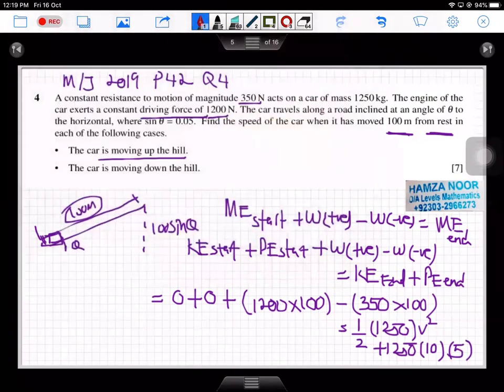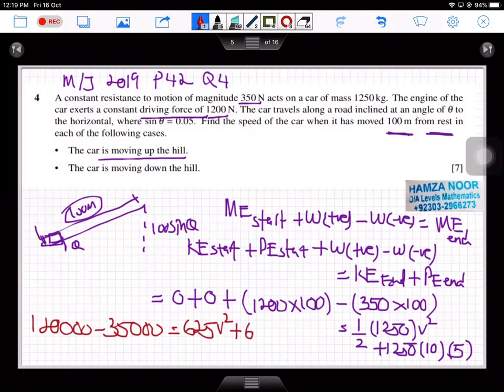1200 multiplied by 100, this is 120,000. 120,000 minus 35,000 is equal to 1250 divided by 2, which is 625, 625 v squared plus 1250 multiplied by 10 multiplied by 5. This is 62,500. So you need to find the value of v, as simple as that.